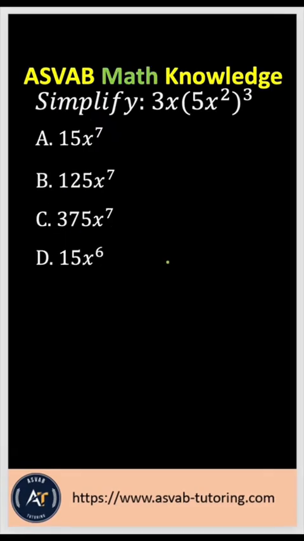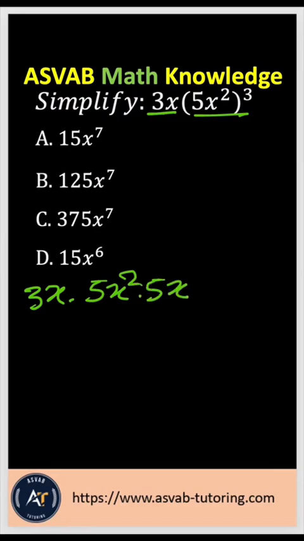The question asks here, simplify 3x times (5x squared) to the power 3. In order to solve that, you have to follow PEMDAS. Let's do that here. You keep 3x separate, then do that part. So (5x squared) to the power 3 means you could rewrite it as 5x squared times 5x squared times 5x squared, right?